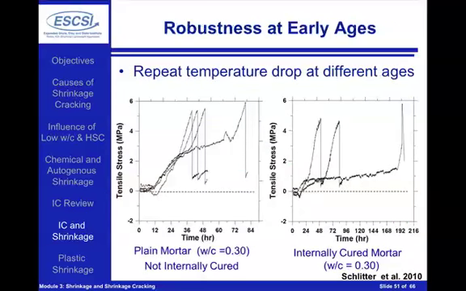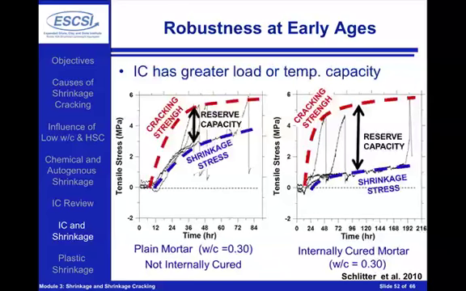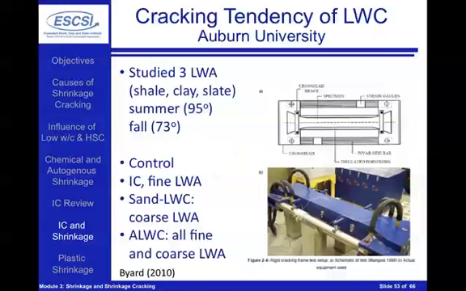We can track this out over different times. Again, same set of mortars, and what we notice is we have a bigger capacity or a bigger safety factor on our right-hand concrete where we're using the internal curing because we're reducing those shrinkage stresses that are developing inside of the system.